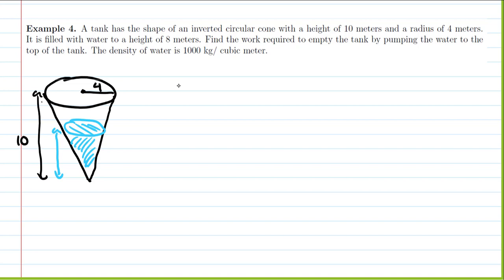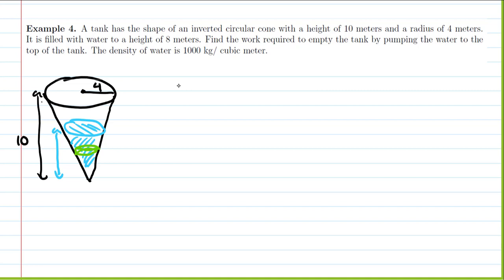So how are we going to do this? Well, let's imagine what each little cross section of water looks like that we're going to have to take out. So imagine I have a little disk of water here, right? But the problem with this is, as I go down further and further in the cone, the radius of those disks is going to be changing.